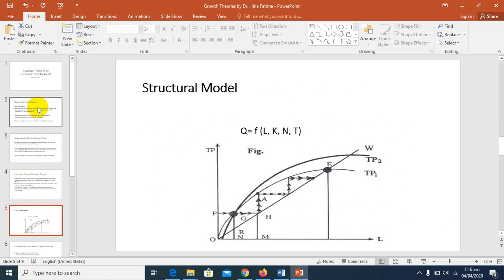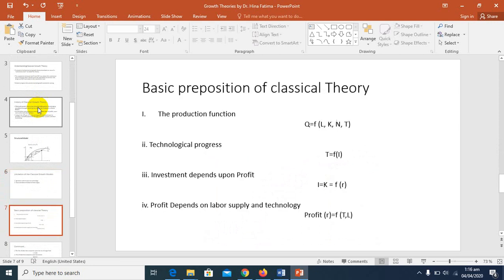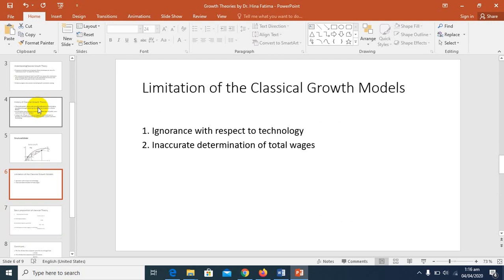So today we are going to discuss the limitations of the classical growth theory and the basic propositions of classical growth theory. In this way you are going to understand what the basic propositions and the limitations regarding the classical growth theory are. So first we will discuss the limitations of the classical growth theory.